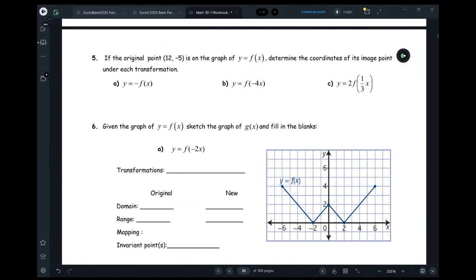Okay, for this next question, it says, if the original point (12, -5) is on the graph of y = f(x), determine the coordinates of its image point under each transformation.